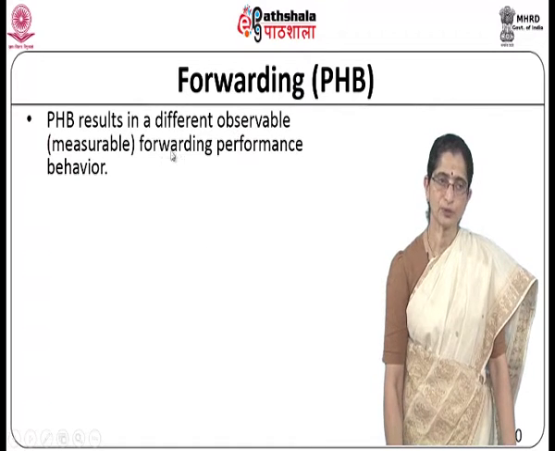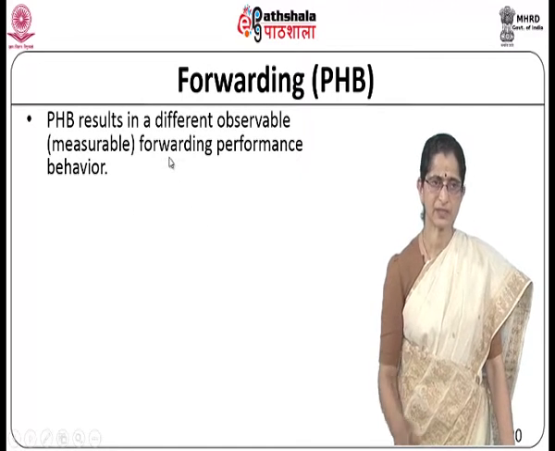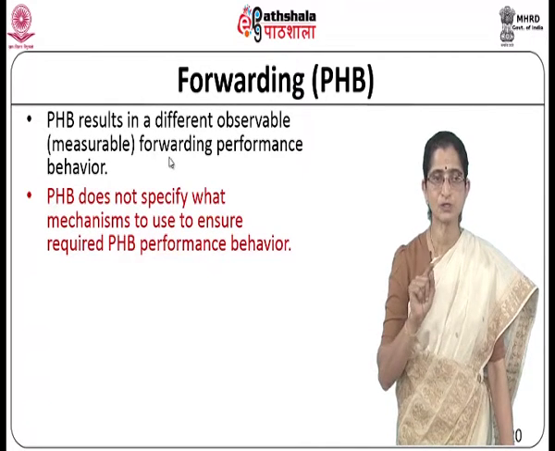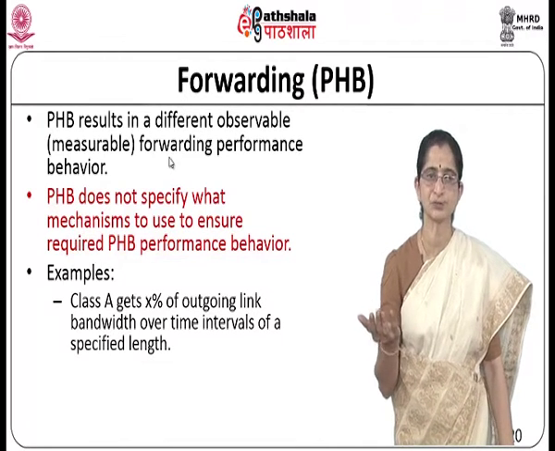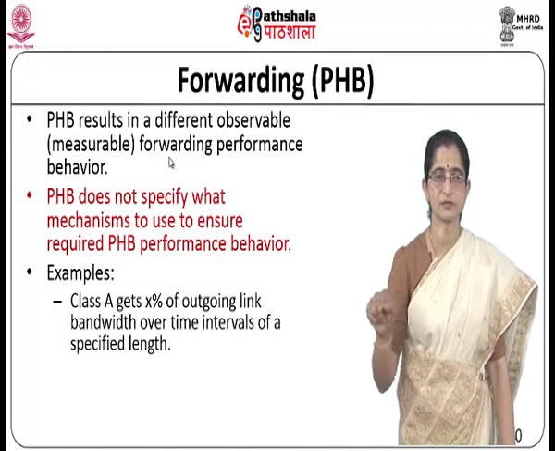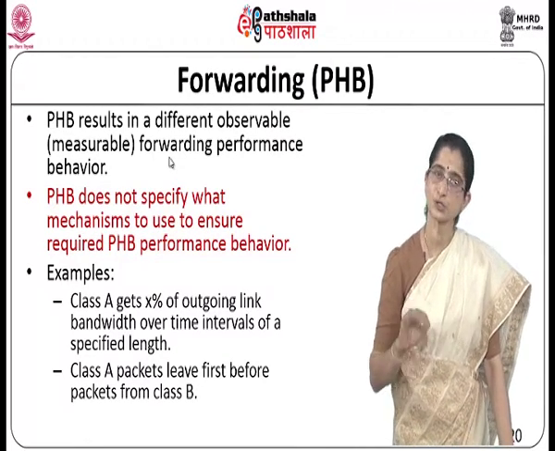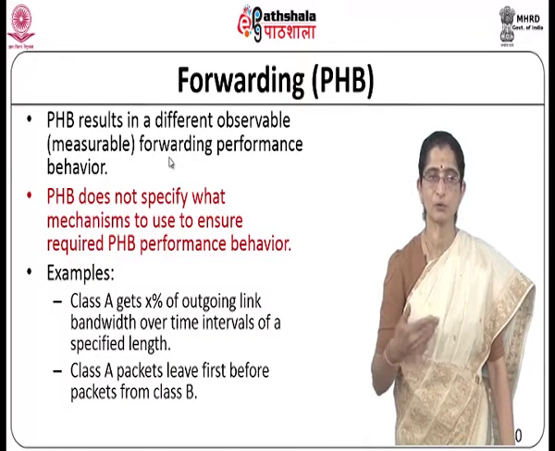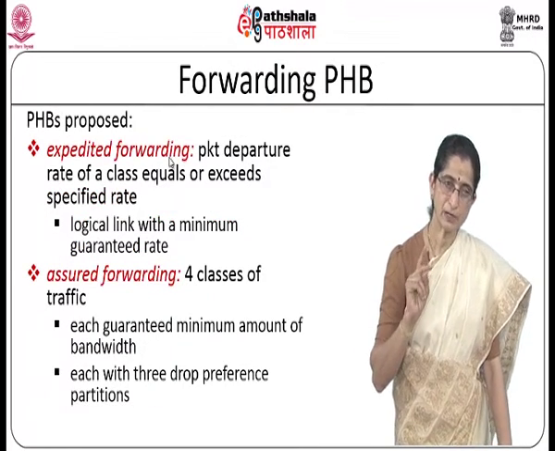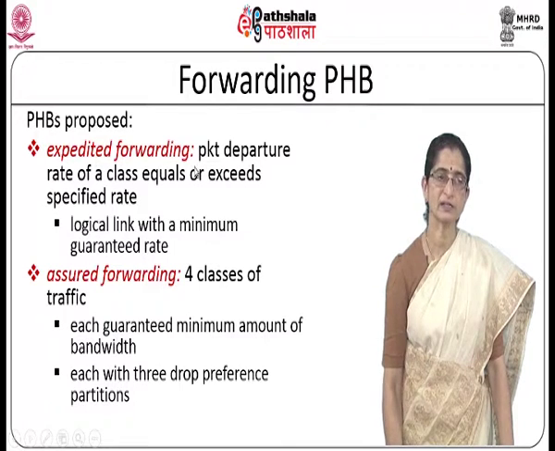If you look at this per hop behavior, what it gives us is certain observable forwarding performance behavior. It does not specify what mechanisms to use to ensure that performance behavior. That is left to the differentiated services provider. For instance, it does not say that class A should get X% of outgoing link bandwidth, or that class A packets must leave first before packets from class B. None of this is specified. All that is left to the service provider in terms of how they want to implement the per hop behavior, but it just defines different classes of per hop behavior. The per hop behaviors specified in DiffServ fall under two categories. One is called expedited forwarding and the other is called assured forwarding.